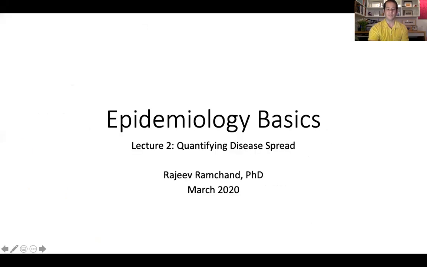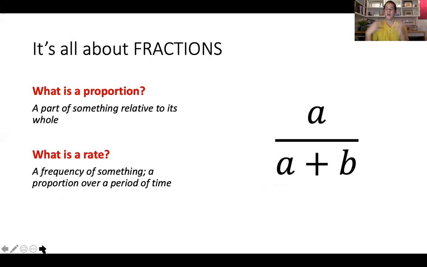Epidemiology at its core, if I were to say the one primary methodological instrument that we use, it's fractions, which we all learned in elementary school. Just to remind you, there are many different types of fractions, but there are proportions and there are rates. A proportion is a part of something relative to its whole, so a piece of pie relative to the entire pie, for example. The rate is a frequency, so it's a proportion over a period of time. Think of it as how many slices of pie can I eat in a given day.